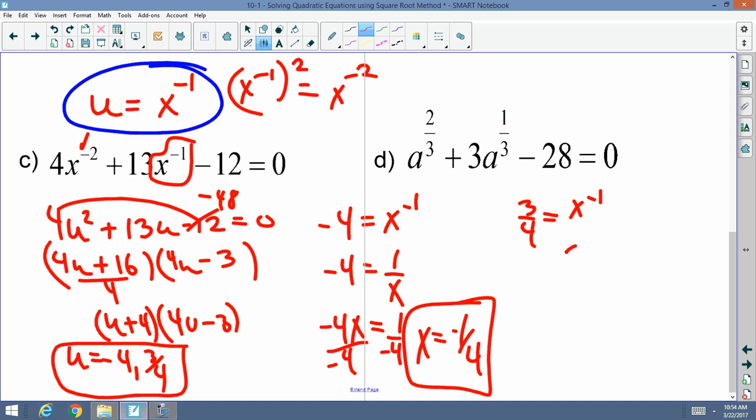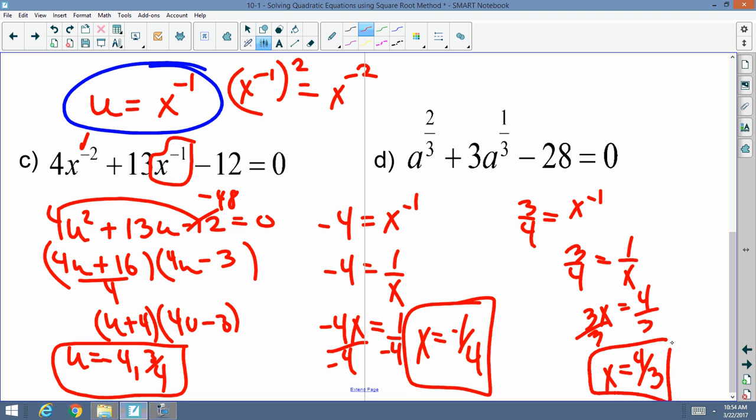Here, 3/4 equals 1 over x. Cross multiply. 3x equals 4. X equals 4/3. Does that help? Do you understand? Everyone else?